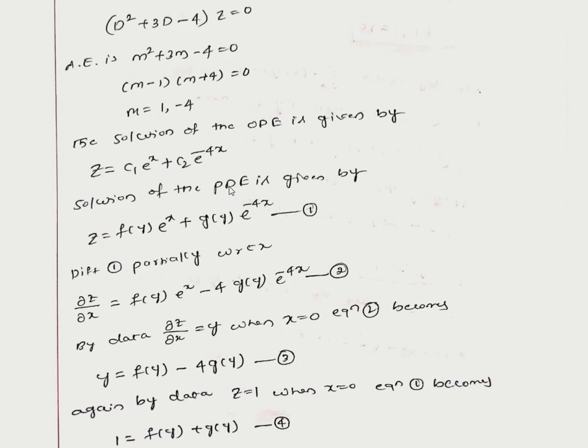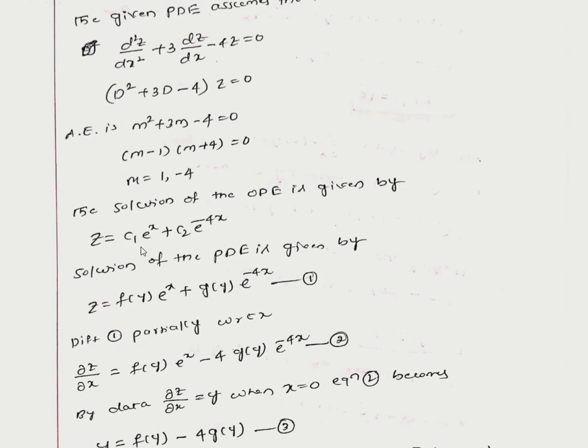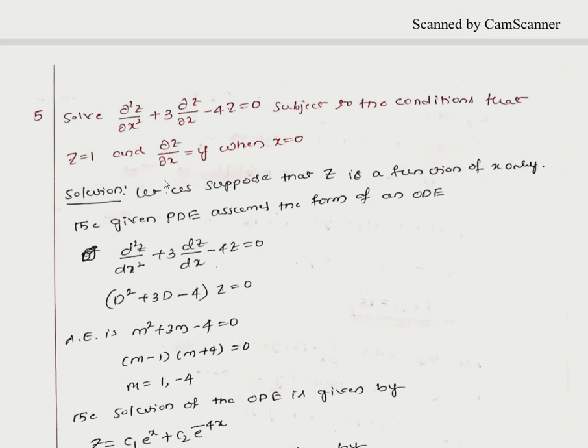How to get the solution of the PDE? By replacing C1 and C2, here z is a function of x only. What are the constants? Functions of y are the constants. Therefore, we can replace C1 and C2 by f(y) and g(y). What is C1? f(y) into e^x. C2 is g(y) into e^(-4x). This is equation 1. And differentiate this with respect to x. Why do we differentiate this with respect to x? Because the initial condition is ∂z/∂x.